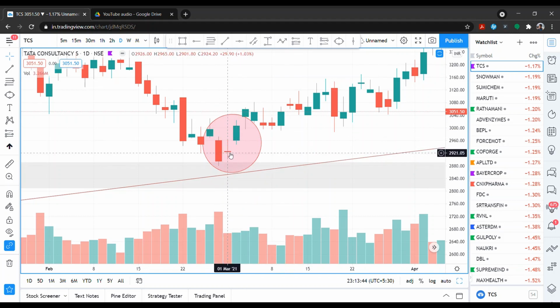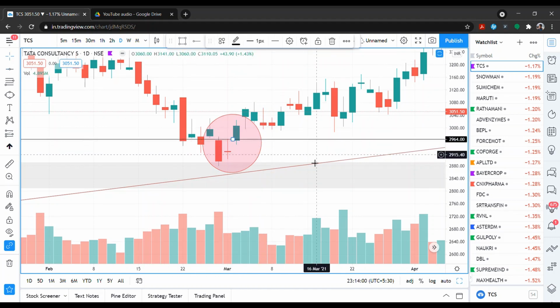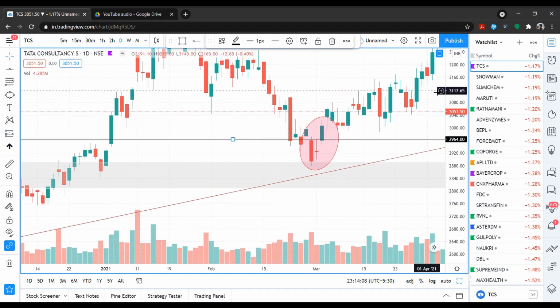So then we will wait for the next day for further confirmation of buying. The next day what happened was that again we got a gap up. More than that, we got a green candle close above the highs of the doji candle. So that clearly means that there are buyers who are interested to buy the market. So that will be an entry for me.